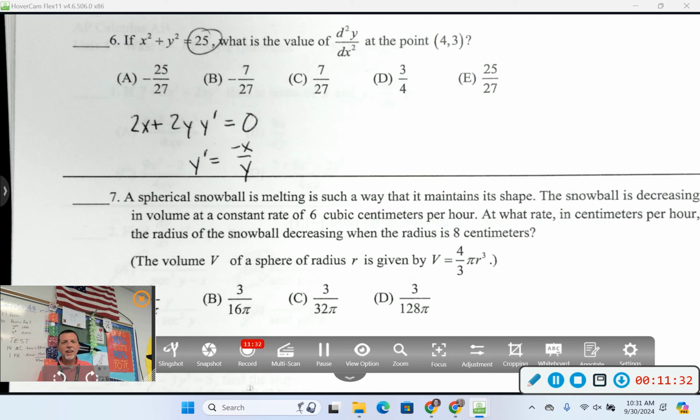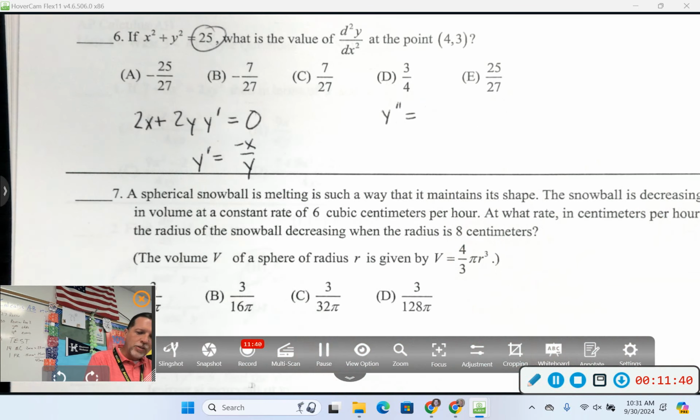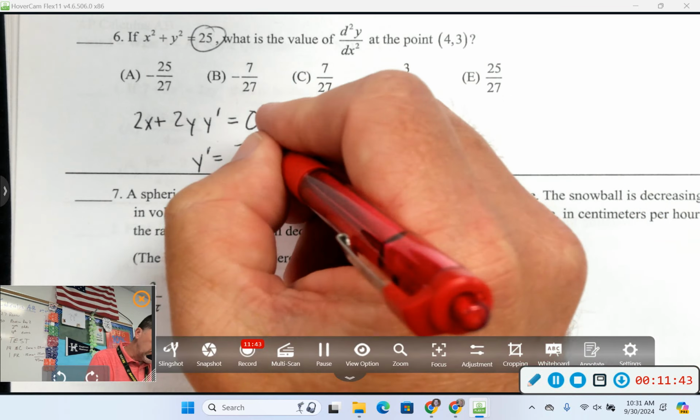Now I got to do a second derivative. What's it going to take on the left-hand side? Is easy. That's going to be y double prime. What about the right-hand side? What are we going to have to do there? Quotient rule.